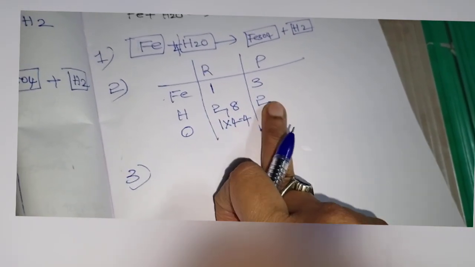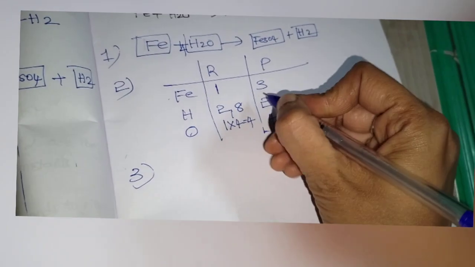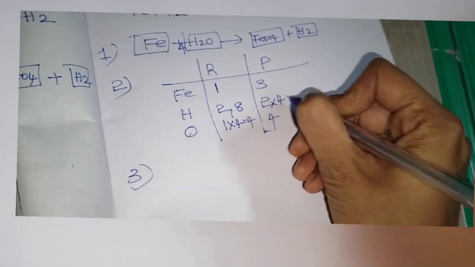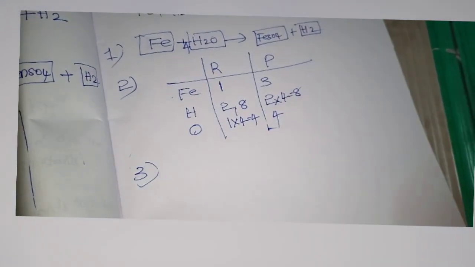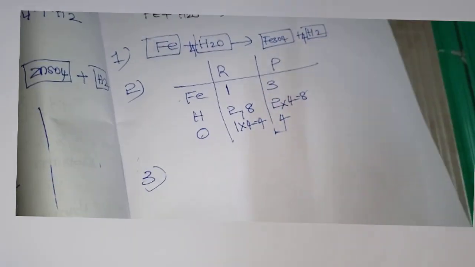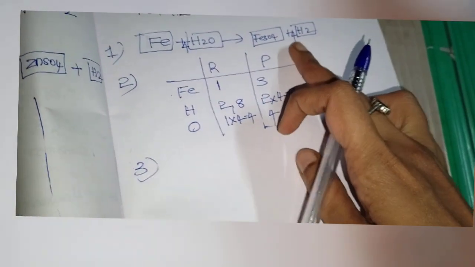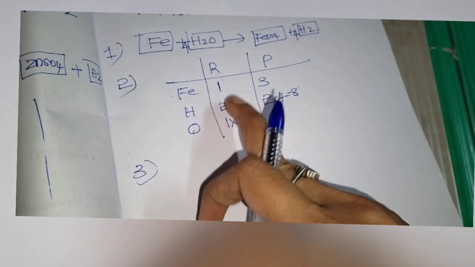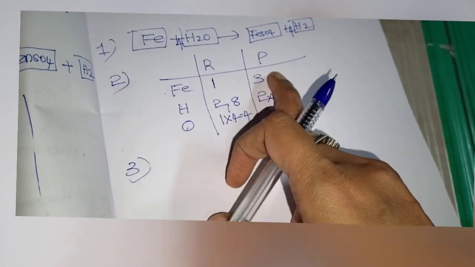So what happened? It is 8 and it is 2. Then to make it 8, what do we have to do? It is multiplied with 4 to make it 8. So 2 fours are 8. So here we should keep 4. So 4 twos are 8. So these two are balanced and this is not balanced.